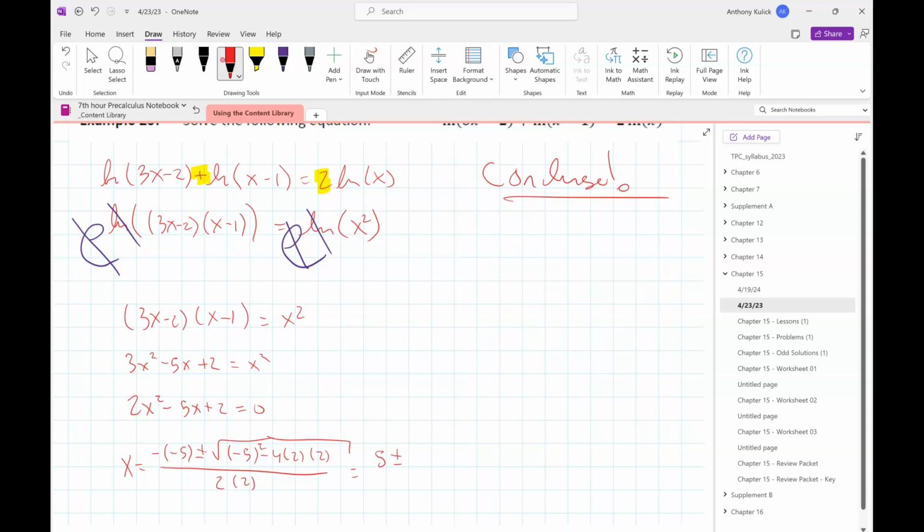Negative 5 squared is 25. Minus 16 is 9. Square root of 9 is 3. 5 plus 3 is 8. Divided by 4 is 2. 5 minus 3 is 2. Divided by 4 is 1/2. But we're not done. What do we still have to do?